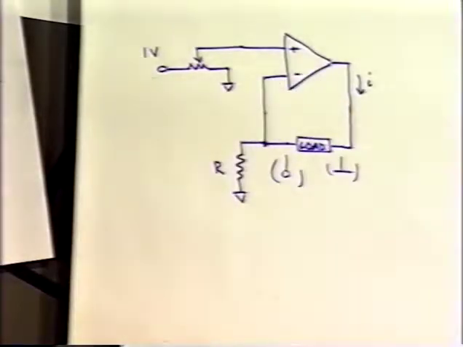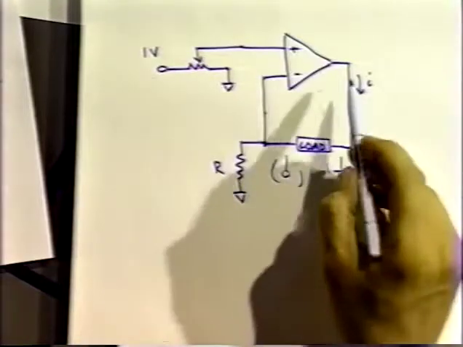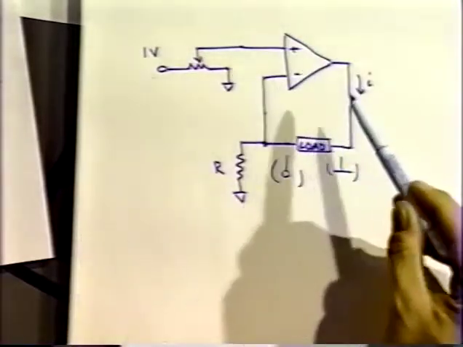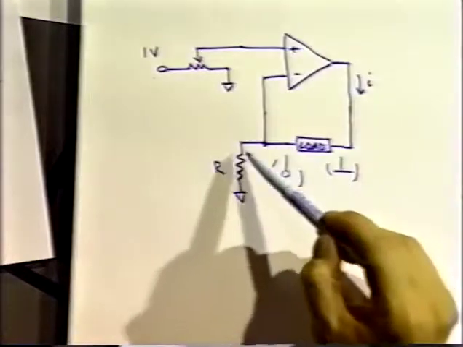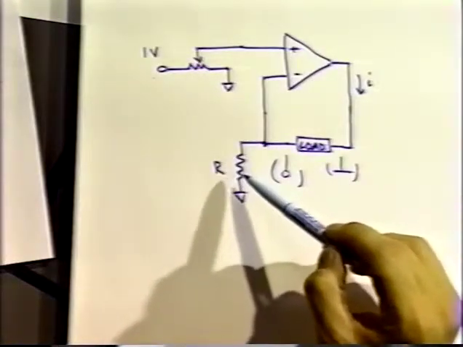Okay, so that's all that circuit is when we draw it in a very simplified way. So what's happening? Well, the current is flowing through the load, through this resistor, to ground.